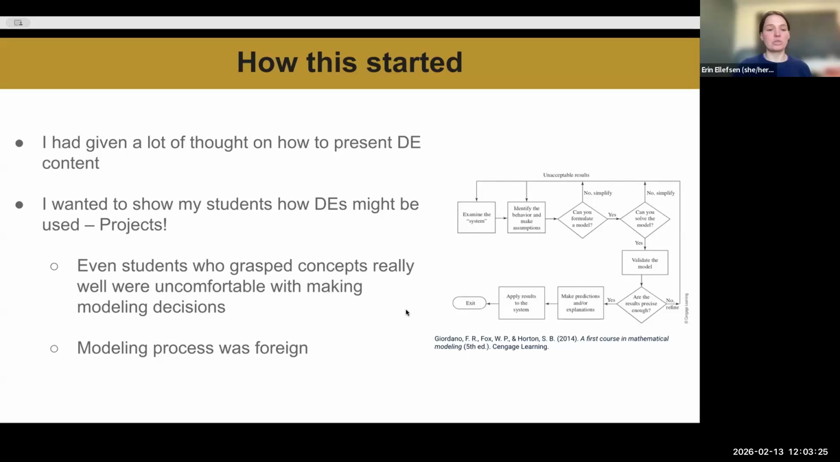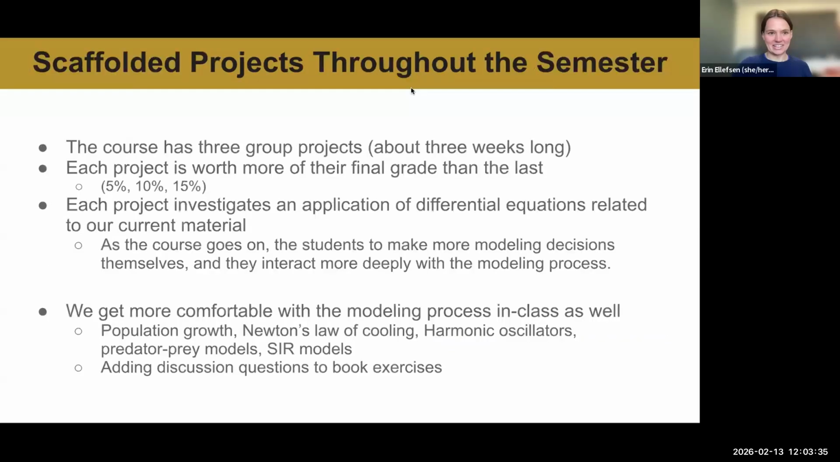They never reproduce reality perfectly. There we go. All right, so here's my course structure.